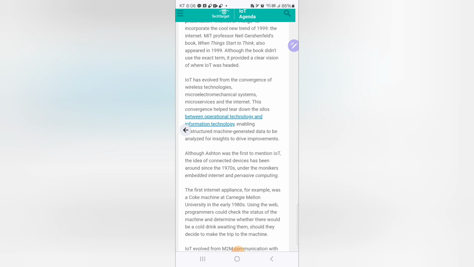Although Ashton was the first to mention IoT, the idea of connected devices has been around since the 1970s under the monikers embedded internet and pervasive computing.